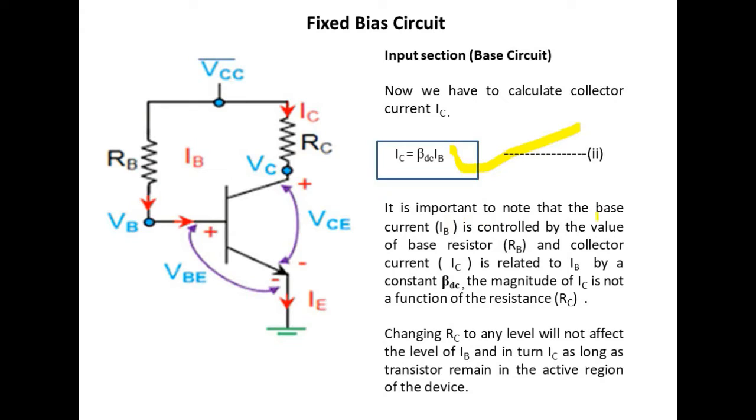It is important to note that the base current IB is controlled by the value of base resistor RB, and the collector current IC is related to IB by a constant beta DC. So magnitude of IC is not a function of the resistor RC. Changing RC to any level will not affect the level of IB, and which in turn IC, as long as the transistor remains in the active region of the device.